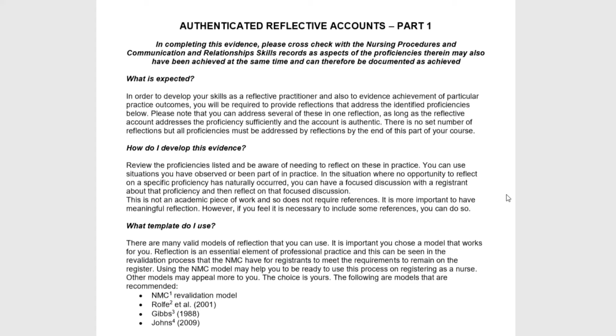However, the Rolfe et al., Gibbs and Johns models are all recognised models with different steps and stages that talk students through the reflective process, and so students will generally find one that they find works for them, and they're all acceptable, as is any other recognised model of reflection.